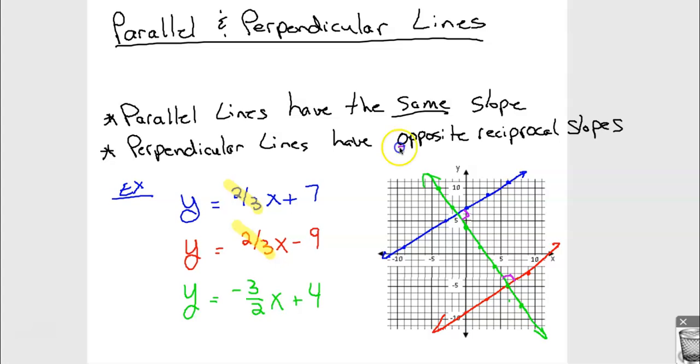So they also have opposite and reciprocal slopes. Notice the blue and the red have 2 over 3, but the green is 3 over 2, and it's negative. So these were positive, so this is going to be negative. These were 2 over 3, then this one's going to be 3 over 2. And that's how you tell the difference if it's parallel or perpendicular lines.